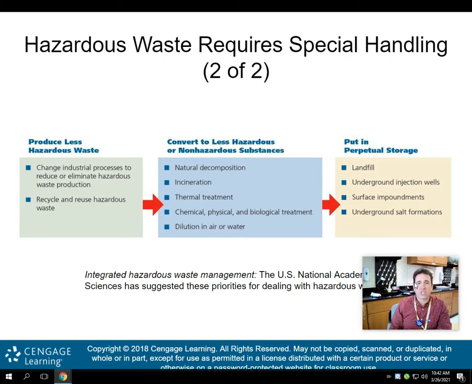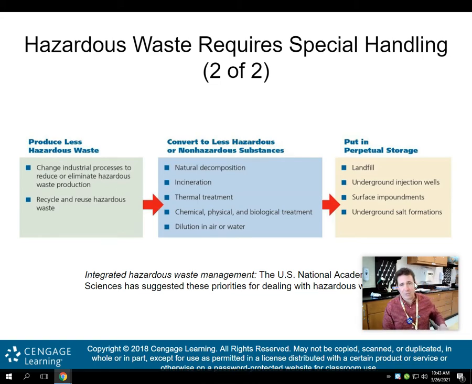Second one was convert to less hazardous or non-hazardous substances, either through natural decomposition, through incineration, through some kind of thermal or temperature treatment, maybe through a chemical, physical, or some biological treatment. Like in our secondary sewage treatment plants, where you use chlorine or UV to get rid of some of that hazardous material. Dilution in air or water, so actually dilute the hazardous material to make it less hazardous.